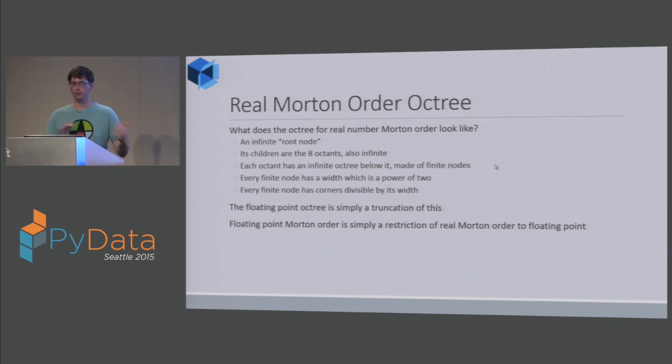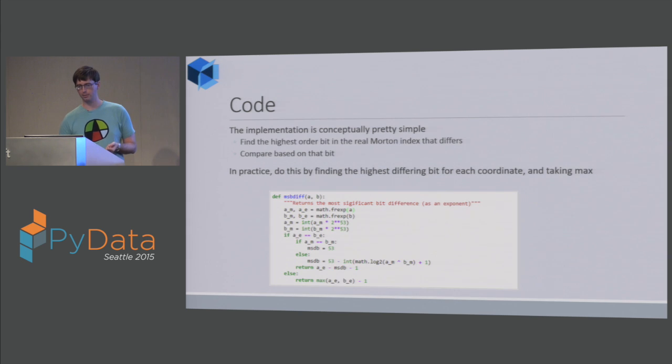Going to the floating point octree is just truncating that to the representable numbers in floating point. And the floating point Morton order is just truncating that real Morton order to floating point numbers as well.